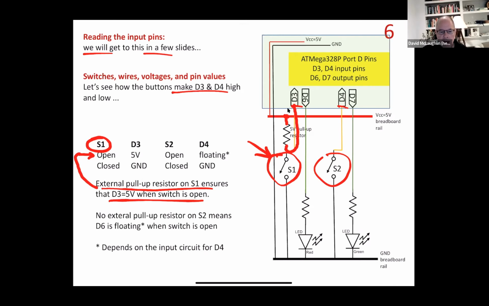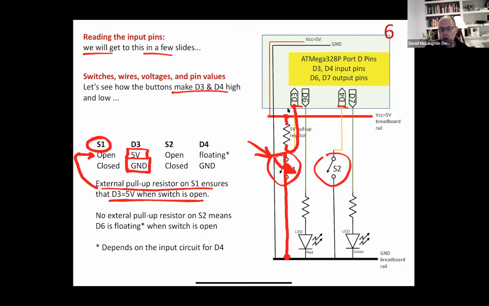And D3 experiences a pull up to 5 volts through that resistor. So we have this value right here. Okay, now we come along with our finger and we close the switch. So I'm going to close it like this. All right, and when I close the switch, what I'm now doing is I'm taking D3 and connecting it directly to ground. So at that point, D3 is grounded.